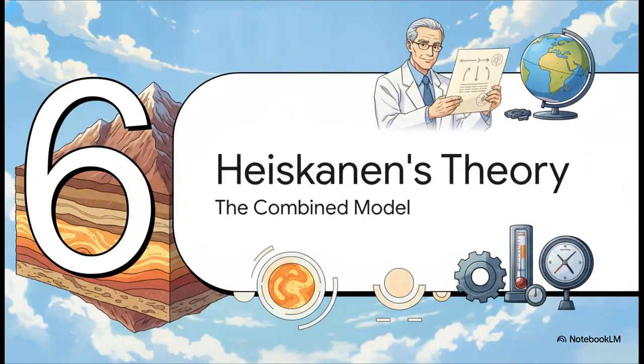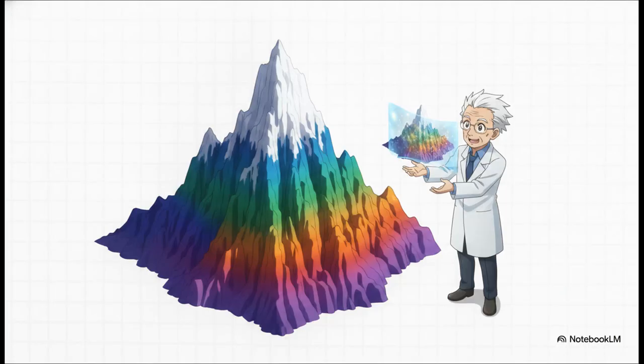And finally, Section 6, Heiskanen's combined theory. It actually took until 1933 for a scientist named Heiskanen to create the modern synthesis of all this. He essentially put Airy and Pratt into a blender and mixed them up, creating this brilliant hybrid model. He concluded that both depth and density vary across different land masses. So some mountains do have deeper roots, like Airy suggested, and some rock is fundamentally lighter, like Pratt suggested. But wait, there's more. Heiskanen determined that density even decreases with height within the exact same mountain column. Literally, the higher you climb, the lighter the rock becomes.